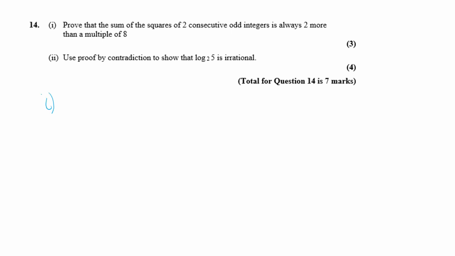Prove that the sum of the squares of 2 consecutive odd integers is always 2 more than a multiple of 8. Well, 2 consecutive odd integers, we're going to call them 2n minus 1, and we're squaring them and we need to sum them. So we're calling the next one 2n plus 1. So squaring those out, you're going to get 4n squared minus 4n plus 1. And then the other one squared out, 4n squared plus 4n plus 1.